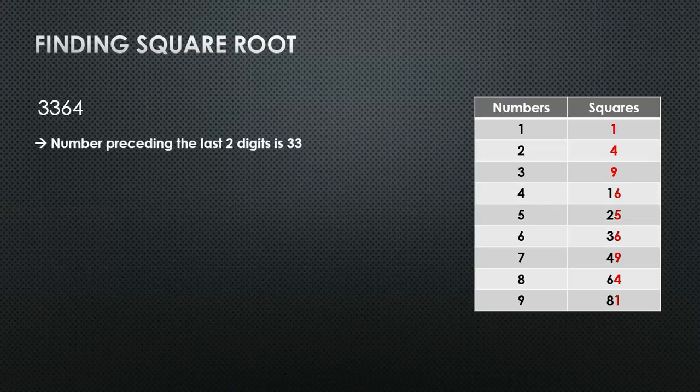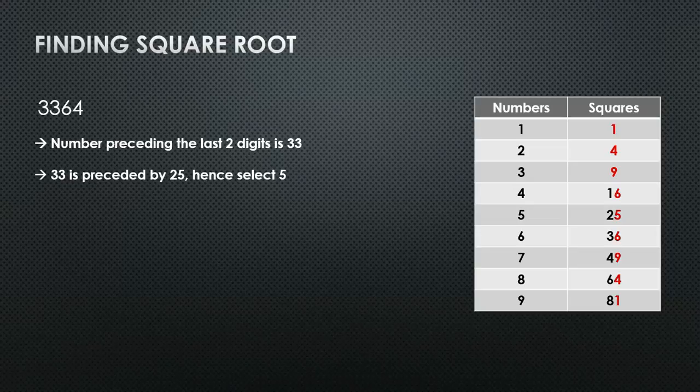So, the first step is to check for the number which is preceding the last two digits of the given number. We see that it is 33 in our case. Now refer to the table and check 33 is after which number in the squares column. We see that it is succeeding 25. Hence we'll need to choose the number 5, which is the square root of that number.